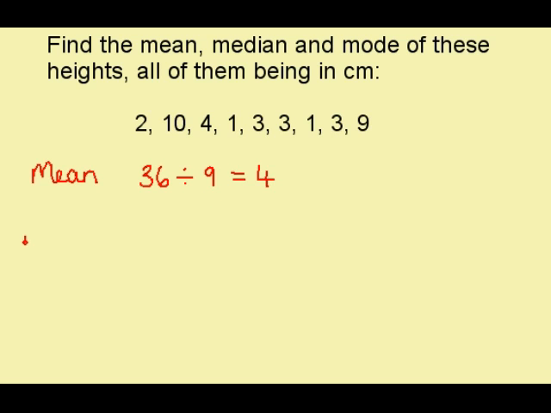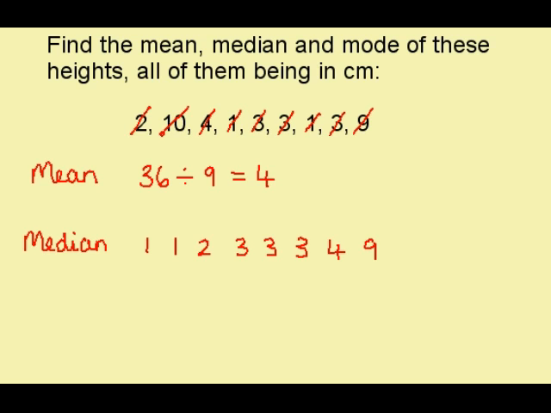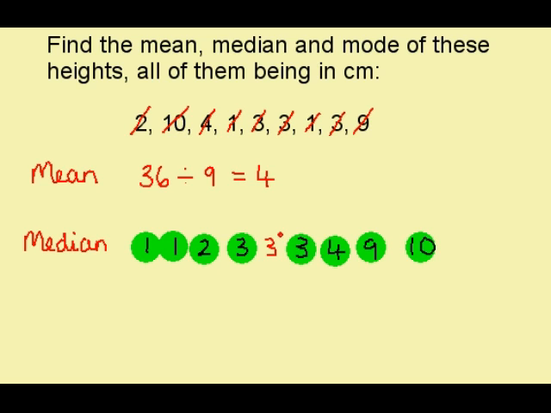I'm now going to find the median. To do this, I begin by putting the numbers in order. I have two 1s, one 2, three 3s, one 4, one 9, and one 10. I now need to find the middle number. The number in the middle is 3, so the median is 3.